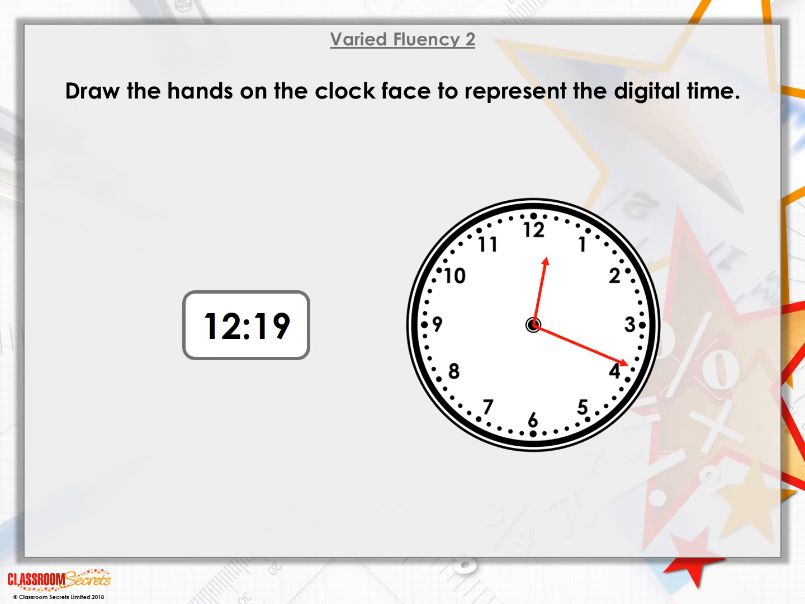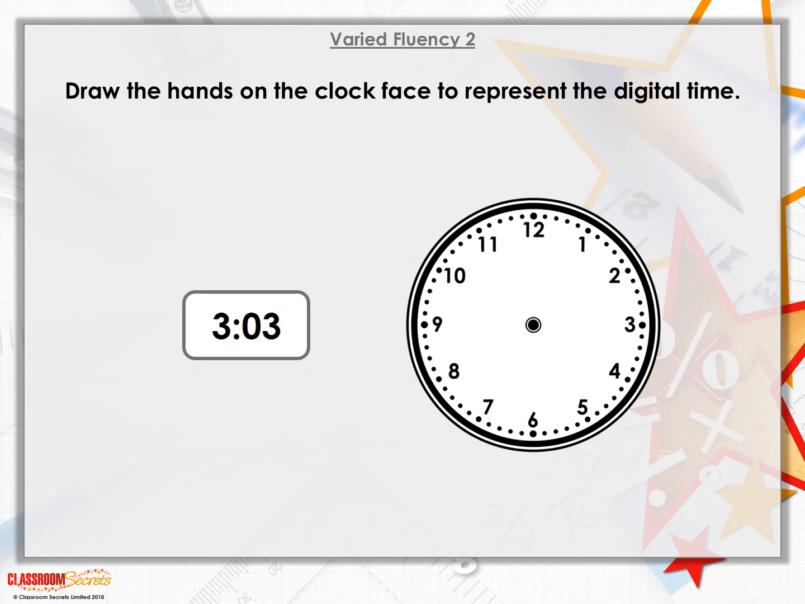Well done if you placed your hands there, okay? Your minute hand, you'll notice, just comes before the 4, and your hour hand comes just after the 12. Okay, same sort of question. Well done if you drew your hands there. Your hour hand comes between the 1 and the 2. Your minute hand comes just before the 7 to show 34 minutes past.